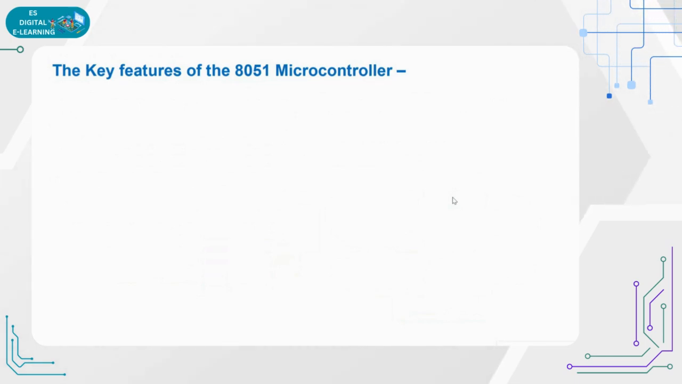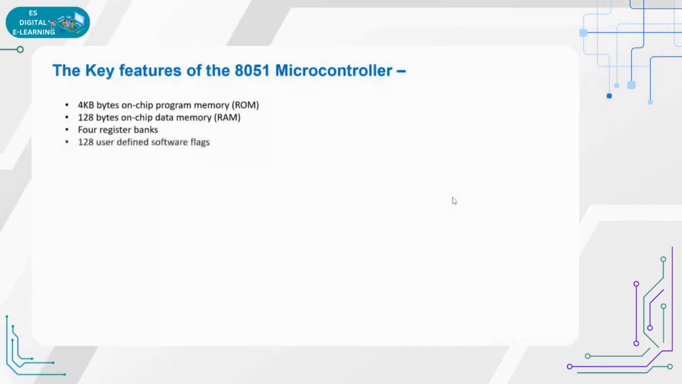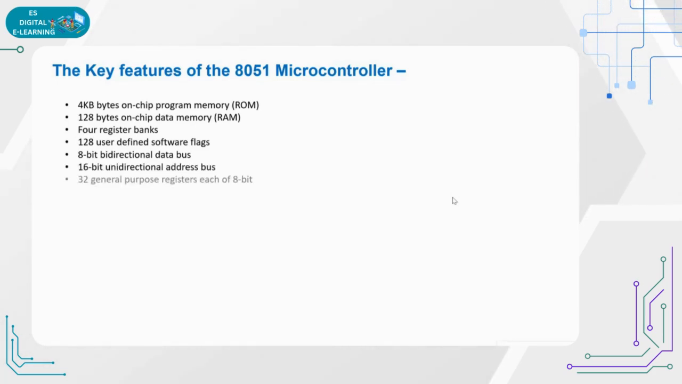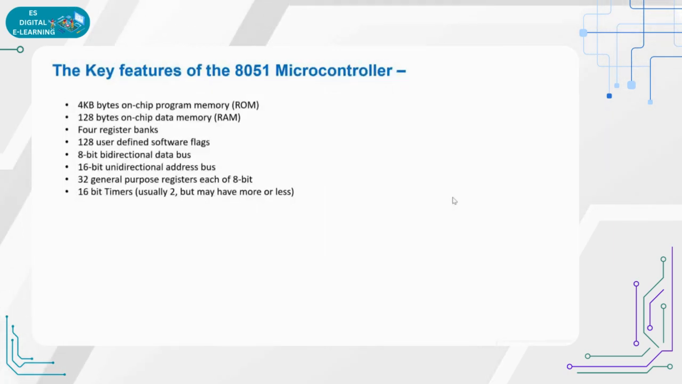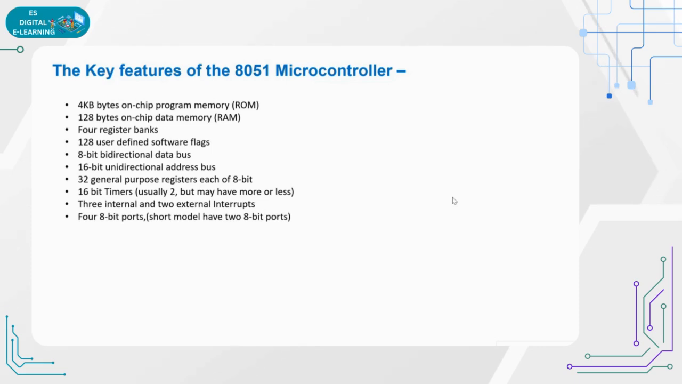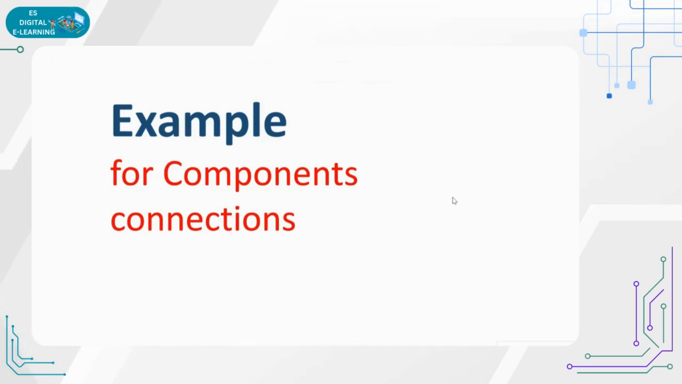So generally for controllers, what are the features? Whenever we go to a mobile, we look at the specification. Similarly, when you are taking a controller, you should know what the program memory is, what the data memory is, how many registers it has, how many software logs we can use, what the data bus and address bus are, and how many general purpose registers we have, whether it is 32-bit or something else. Also the timers, whether 8-bit or 16-bit, the internal and external interrupts, how many we have, and how many ports. Just this information is required.